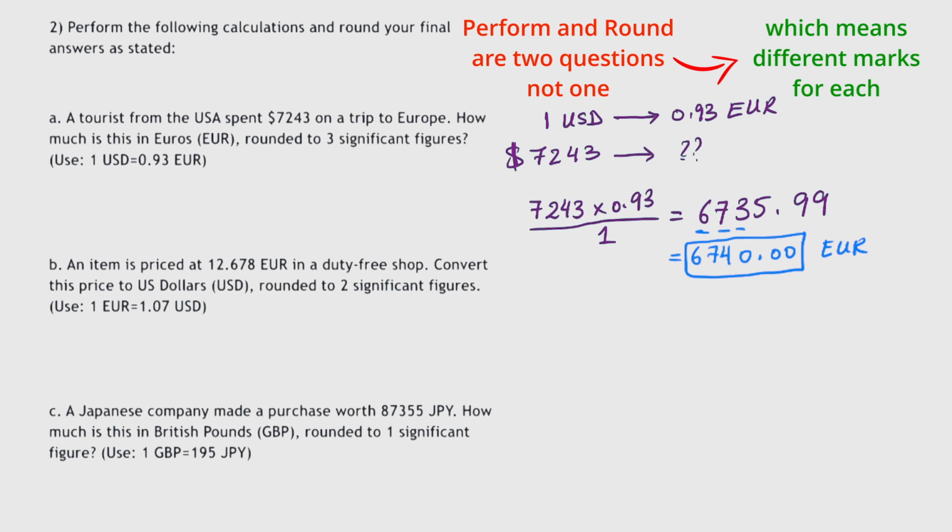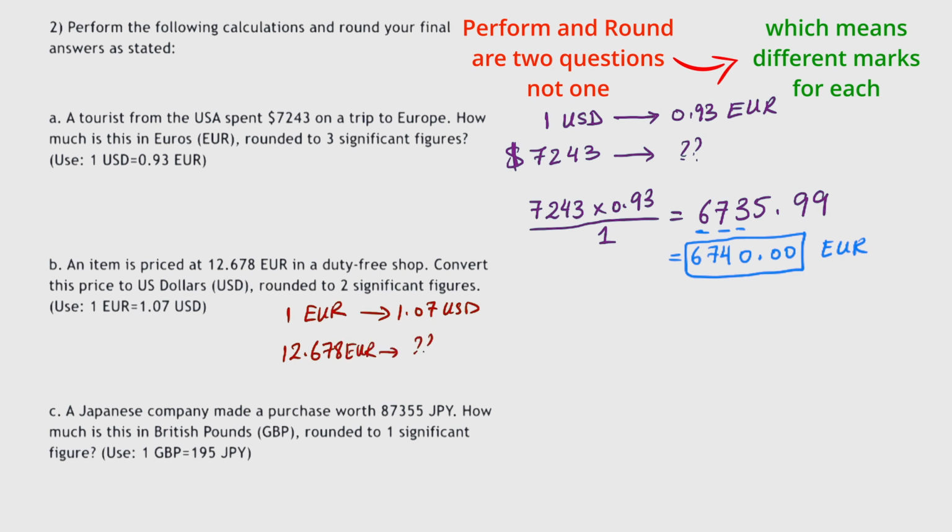An item is priced at 12.678 euros in a duty-free shop. Convert this price into US dollars. We have the conversion rate, and we need to round the final answer to two significant figures. So again, we have 1 euro is equal to 1.07 US dollar. This means that 12.678 euros will give me how much?